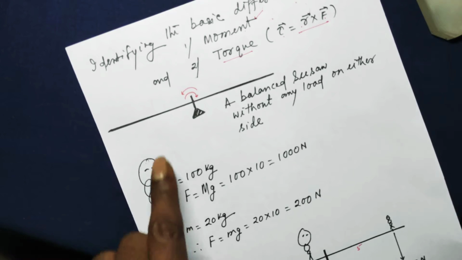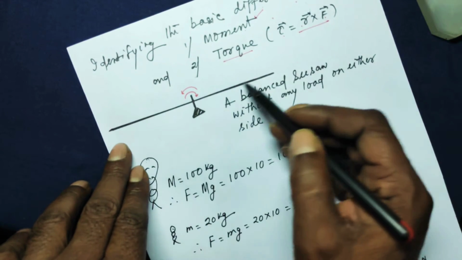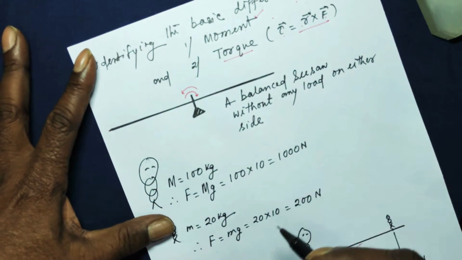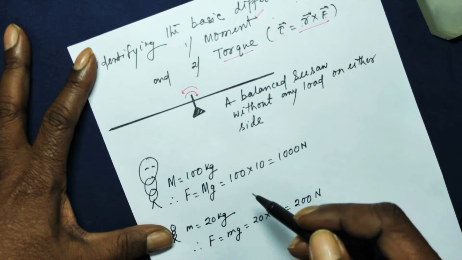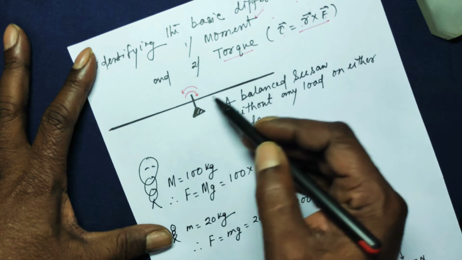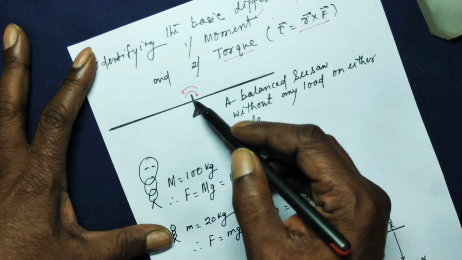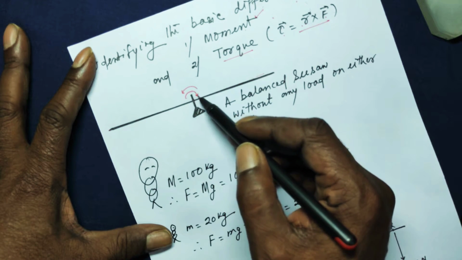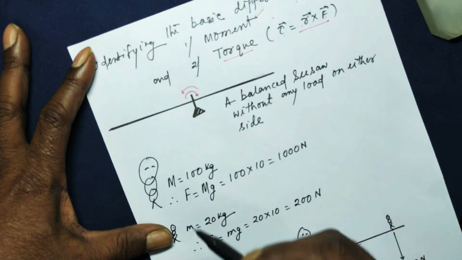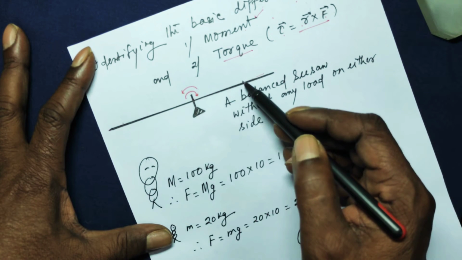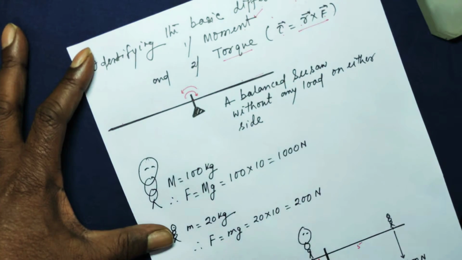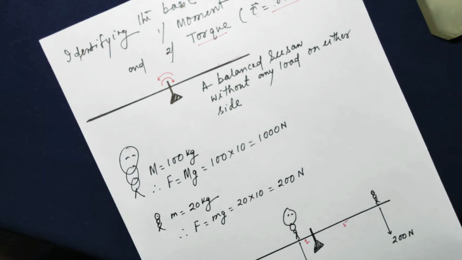Now, if you look at the first diagram, this is a seesaw you must have seen in your school days. This is already balanced, meaning this side is horizontal, this side is horizontal. This is the fulcrum about which it can rotate clockwise or anti-clockwise. And there is nobody sitting on this side or that side, so this is horizontally balanced.